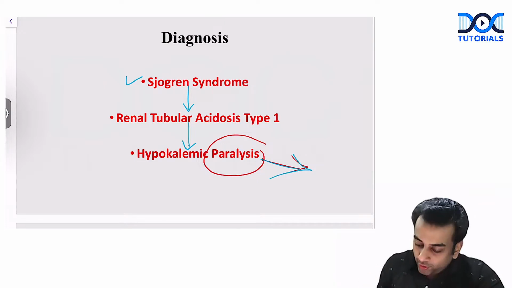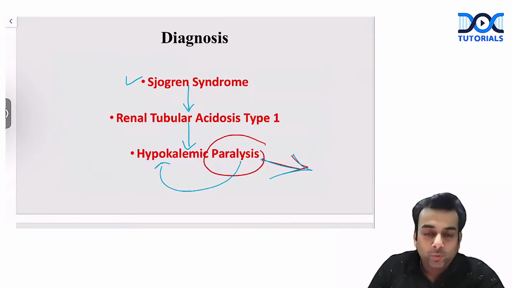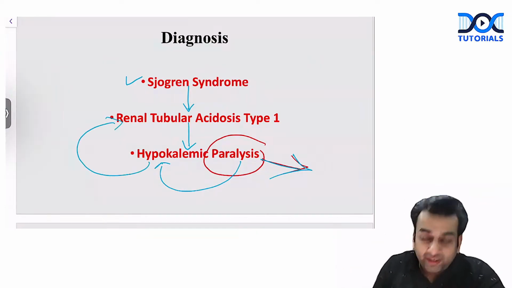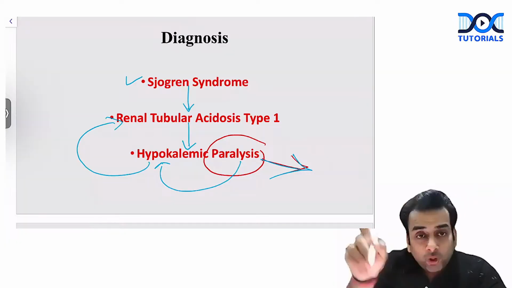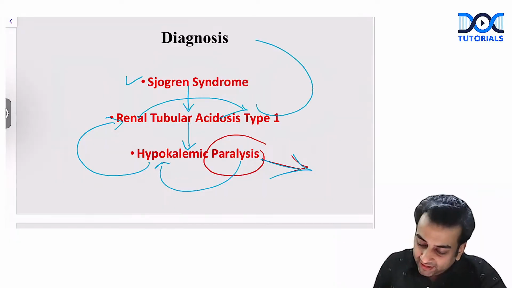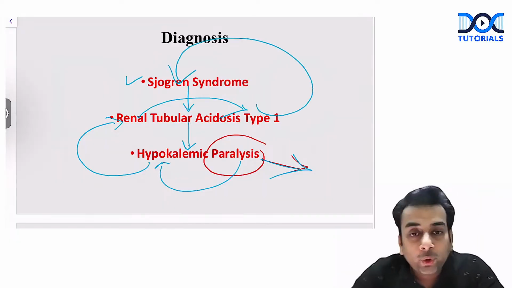First of all, you have to narrow it down that this is due to hypokalemia. You have to investigate hypokalemia and find out that it's of a renal cause. Of renal, then which cause? Then it's a type 1 RTA. And for type 1 RTA, you will have to investigate and carry it down to Sjogren syndrome.